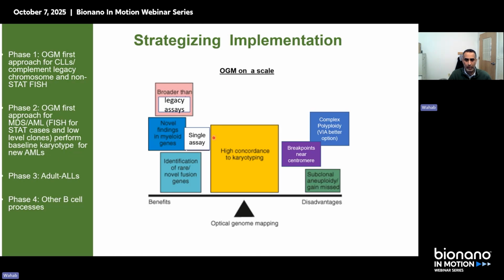We were able to show a lot of this using a single assay and identify some of these rare events that were concordant with the karyotyping and the FISH that I showed in earlier slides with the validation. But just to note that complex ploidy is sometimes harder to pick up, as are breakpoints near the centromere and subclonal events. VIA, the next generation software to visualize OGM data, has better filtering characteristics and heuristics to pick up some of that complex ploidy. So I think those are some of the cases that we want to recheck there.